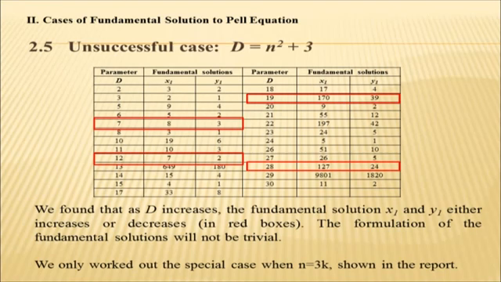there is an unsuccessful case for d equals n squared plus 3. We found that as n equals 2, 3, 4, and 5, the corresponding d's will be 7, 12, 19, and 28. However, we'll find out that the fundamental solutions for x1 and y1 either increase or decrease. The solutions fluctuate, as shown in the red box, and the formulation of the fundamental solutions will not be trivial. We will only work out some special cases, when n equals 3k, which is n is a multiple of 3, which is shown in the report.